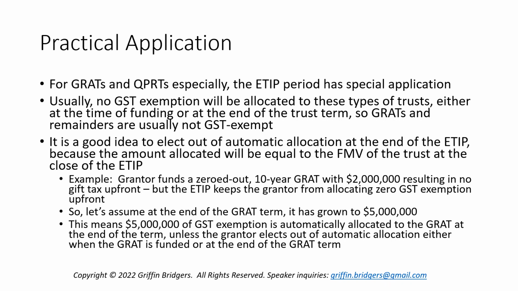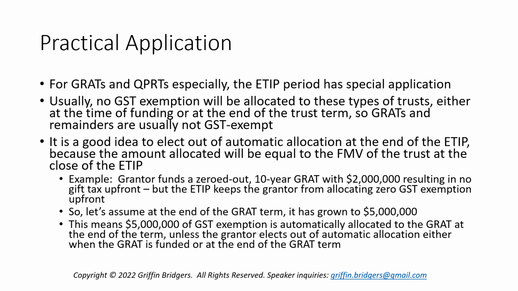Now, remember earlier we talked about how there's automatic allocation at the end of the ETIP period? Well, that can happen here, and that could have a bad outcome. It's usually good to elect out. Why? Well, we'll look at a practical example here. Let's assume that the grantor funds a zeroed out 10-year GRAT and puts $2 million into it up front.